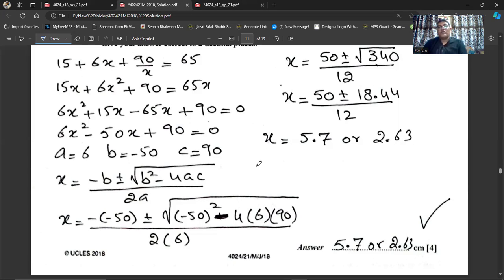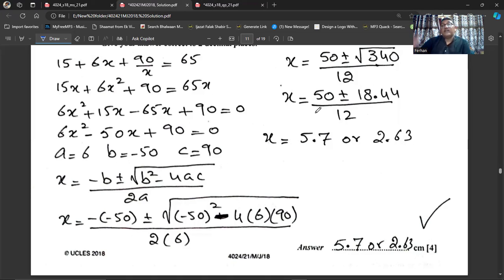I will apply the quadratic formula. You know, the quadratic formula is x equals minus b plus minus square root, and under the square root we will have b squared minus 4ac, and the whole thing divided by 2a. Just substitute the values of a, b, and c there. So minus bracket minus 50 bracket close plus minus square root, and under the square root you will have bracket minus 50 bracket close whole squared minus 4 multiply 6 multiply 90, and 2 multiply 6 downstairs. So you will have 50 plus minus under root 340. When I enter this in my calculator, I get 18.44. So divided by 12. So this is 50 plus minus 18.44 divided by 12.